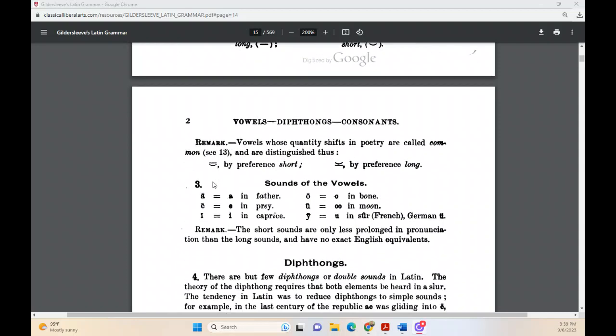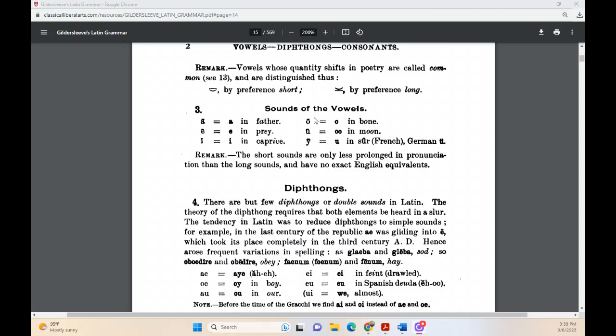Let's get down to Article 3 here, the sounds of the vowels. Now, if you learn English spelling, you'll know that English is a very complicated language. One letter in English could represent 5 or 6 different sounds. But in Latin, that's never true. In Latin, or I should say, in classical Latin, a vowel represents just one sound. So learning to read with Latin is very simple. Every vowel represents one sound. So let's look at the sounds of the vowels, which again are very easy to learn.